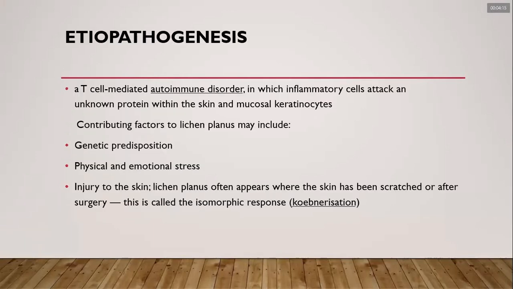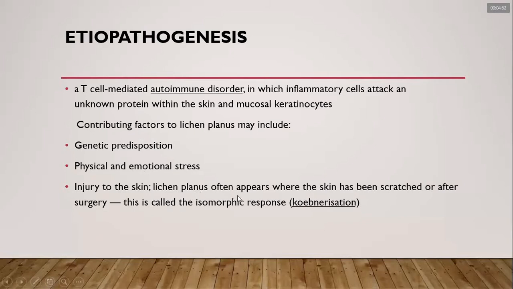So the etiopathogenesis, I've just summarized the points. It is a T-cell mediated autoimmune disorder, in which the inflammatory cells attack an unknown protein within the skin and mucosal keratinocytes. Contributing factors to Lichen planus include genetic predisposition, that is among first and second degree relatives. Then physical and emotional stress will contribute to the affection. Injury to the skin also acts as a promoting event.